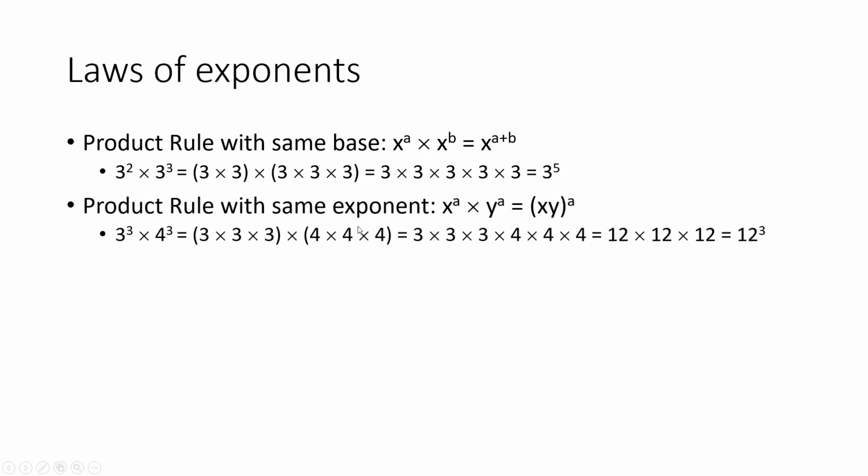There's a similar rule when you've got different bases but the same exponent. So x to the power a times y to the power a gives you x times y all to the power a. Here's a proof.